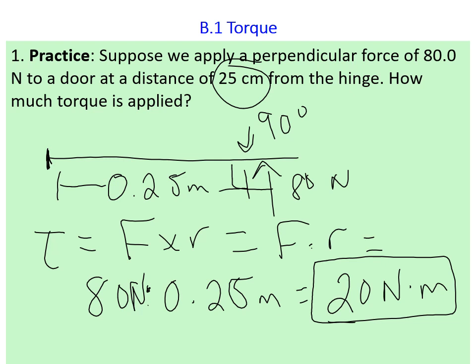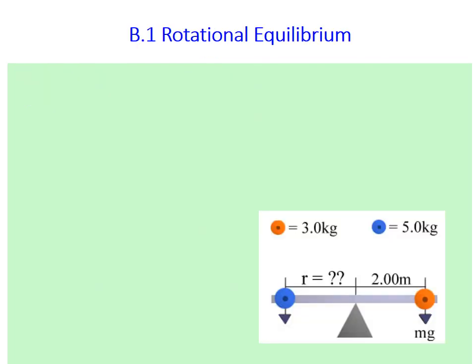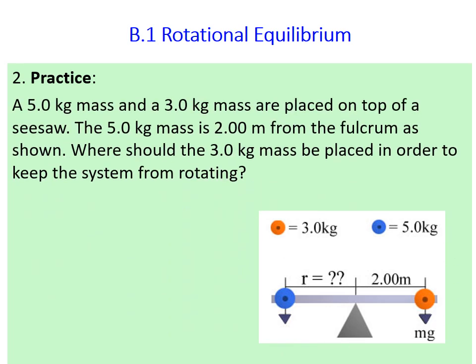Okay, problem number 2 up next. Practice problem number 2. A 5 kilogram mass and a 3 kilogram mass are placed on top of a seesaw. The 5 kg mass is 2 meters from the fulcrum. The fulcrum is this triangular piece right there, as shown. Where should the 3 kilogram mass be placed in order to keep the system from rotating?